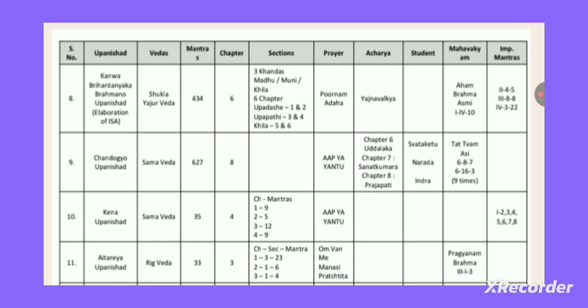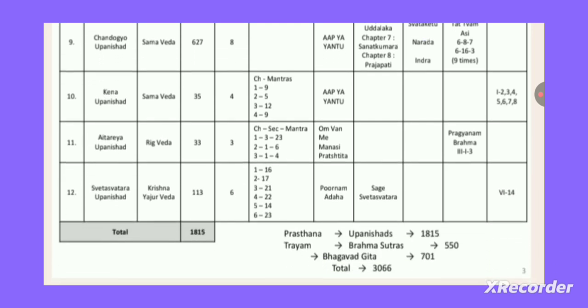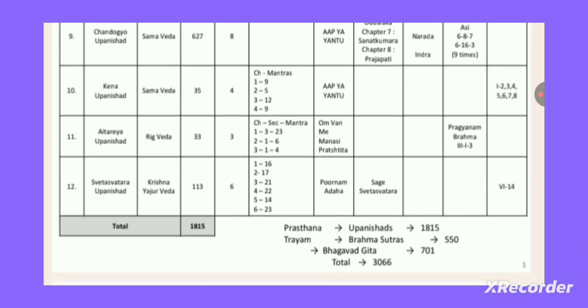Moving to the next Upanishad, that is Aitareya. Aitareya Upanishad is from Rig Veda, and in total it has 33 mantras divided into 3 sections. And the teaching in this Aitareya Upanishad is Pragnanam Brahma, which is the Mahavakya. Consciousness is Brahman.